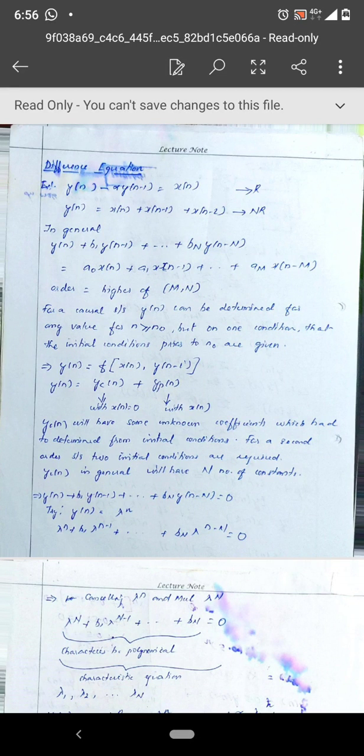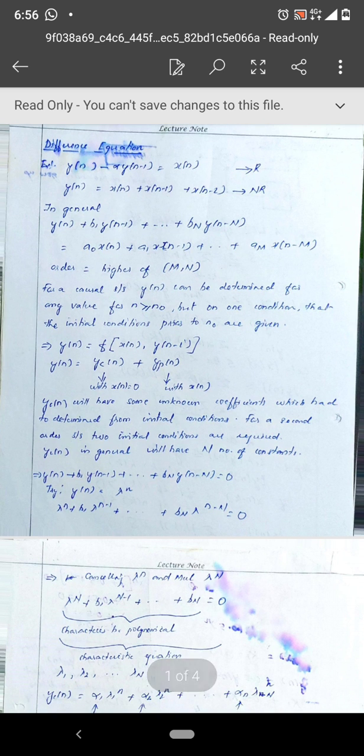Today we'll see the major topic in the fourth module, that is how to solve a difference equation, not a differential equation. You might already have learned solutions for differential equations in your S3 course, which had a paper named differential equations.